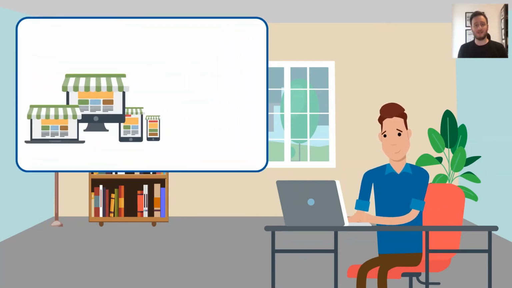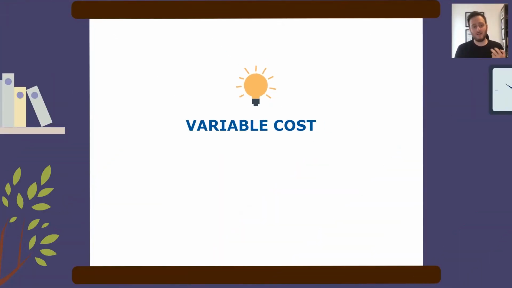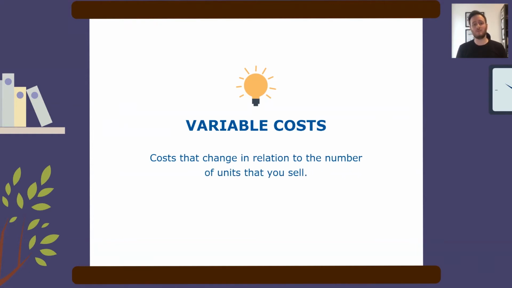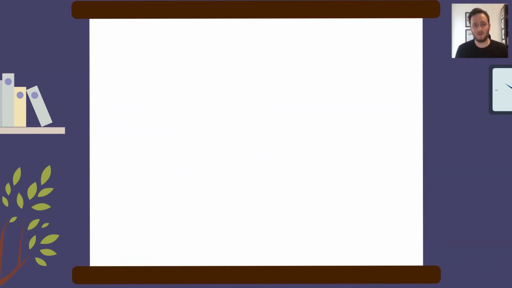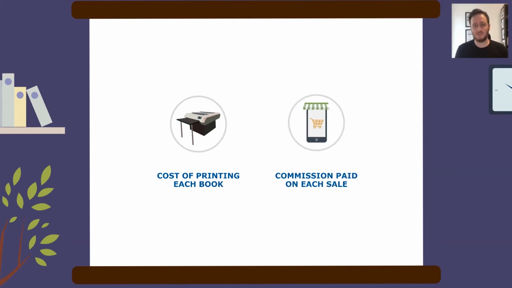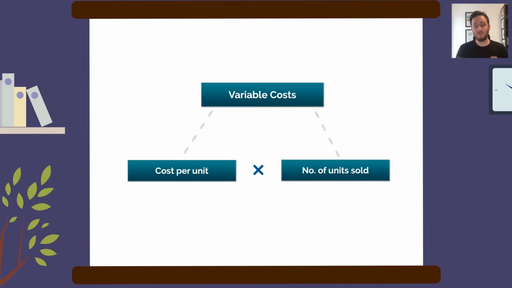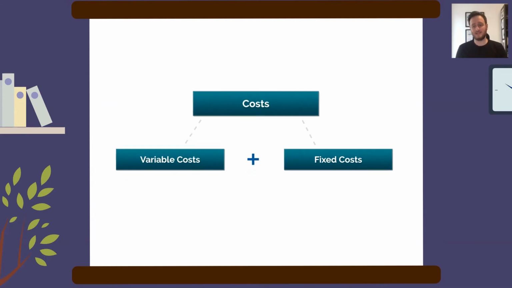I pay a monthly subscription fee for my online store. I pay a monthly subscription fee for my commercial law academy e-learning platform. And if I sell 1 book or I sell 1,000 books, that fee stays the same. It's a fixed cost. You've also got variable costs, and those are costs that change in relation to the number of units you sell. So every time I sell a book, it costs me a certain amount of money to print that book, and I also need to pay a certain commission to Amazon or Stripe or whoever, and that is a variable cost. So the more units I sell, the higher my variable costs are. And your costs are made up of fixed costs plus variable costs.